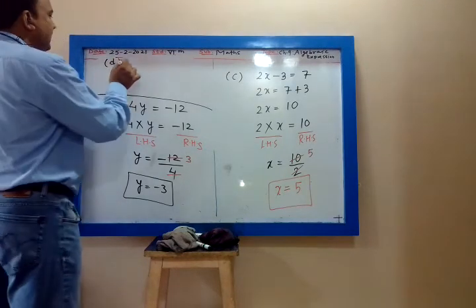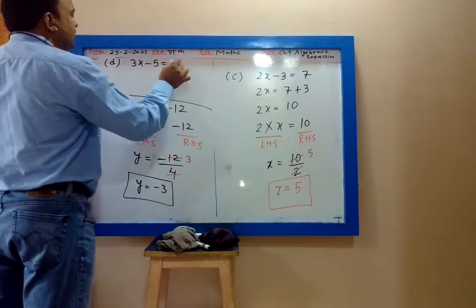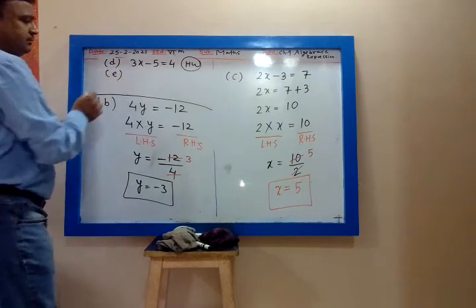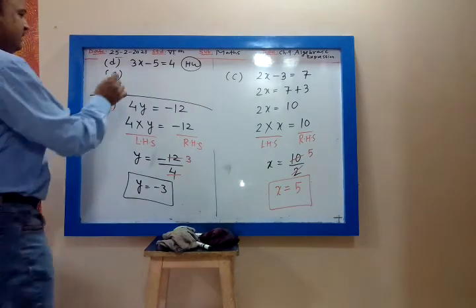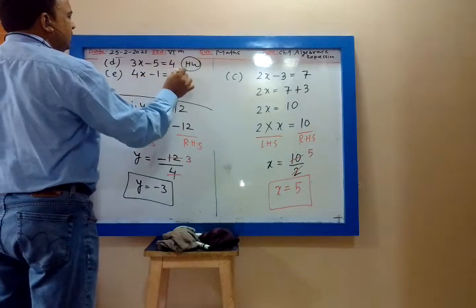C, D is 3x minus 5 is equal to 4. 3x minus 5 is equal to 4. This will be homework. Then E, 4x minus 1 is equal to 7. Right. This is my homework.